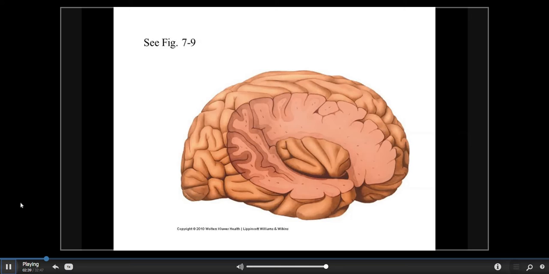In this picture, figure 7.9, you can see that we've cut away a good amount of the frontal parietal lobe and part of the temporal lobe to find the underlying insula.